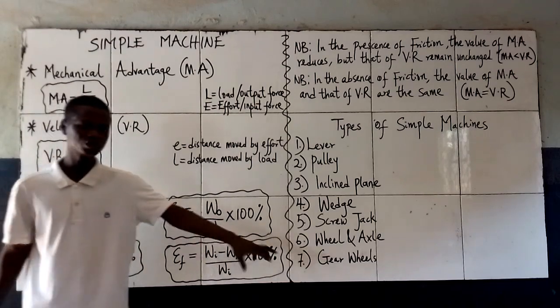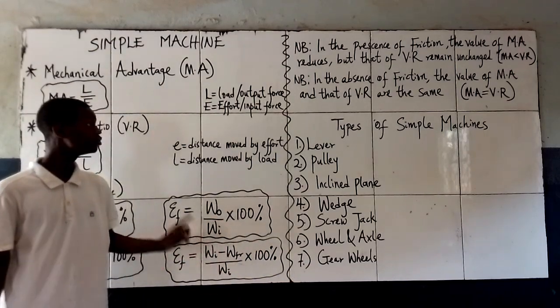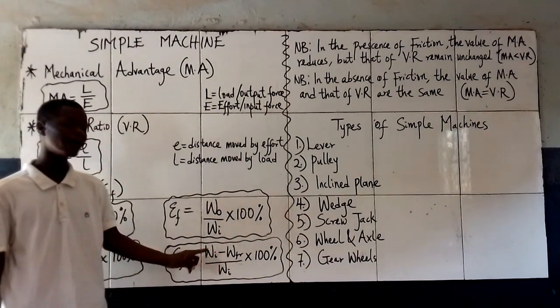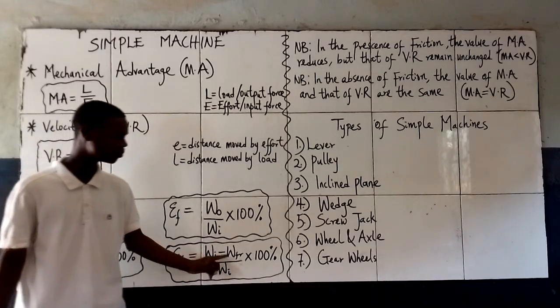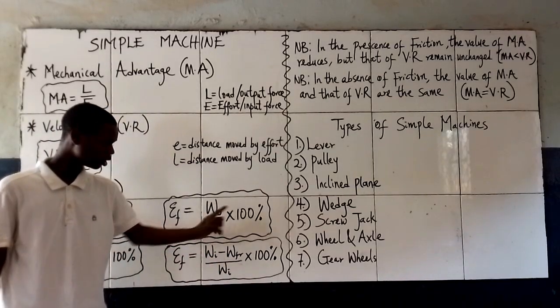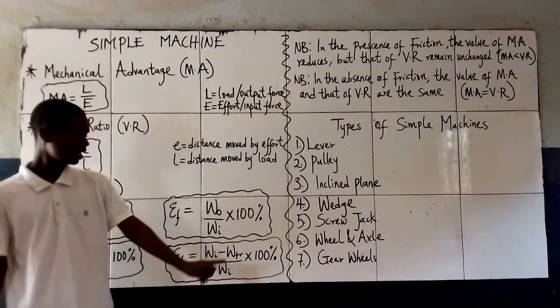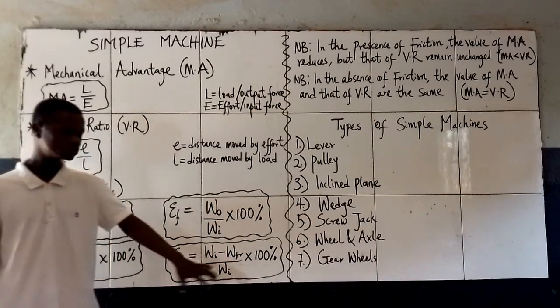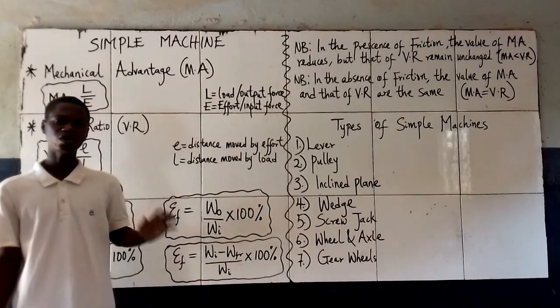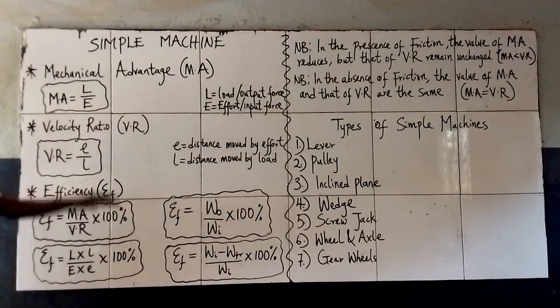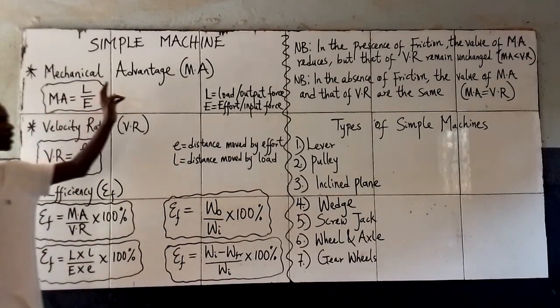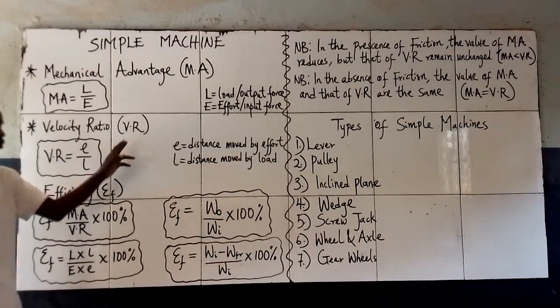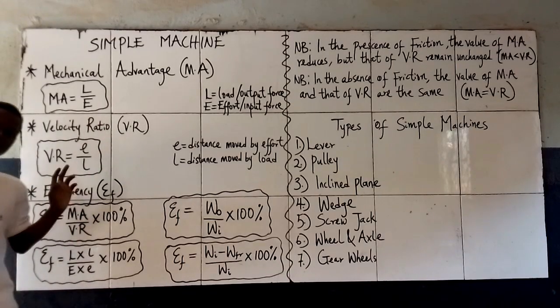So how do you now use this to get the efficiency? The formula is work done by input force minus work done by the frictional force, over work done by input force. Everything times 100 will give you efficiency. So this is another formula you can use to get your efficiency. So quickly take a look at all of this, right from mechanical advantage to velocity ratio and then to efficiency.